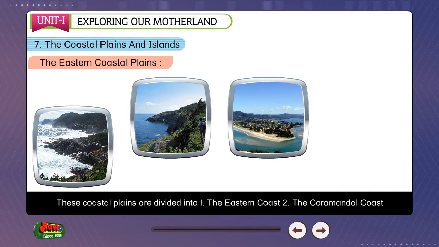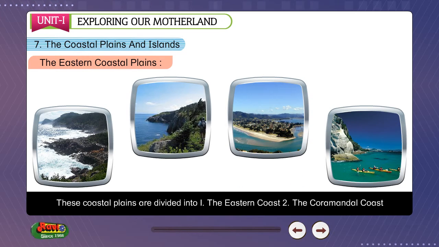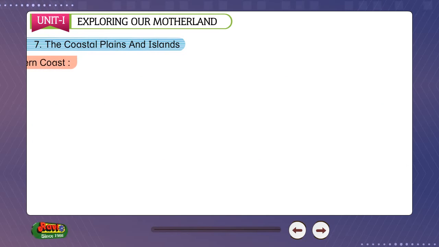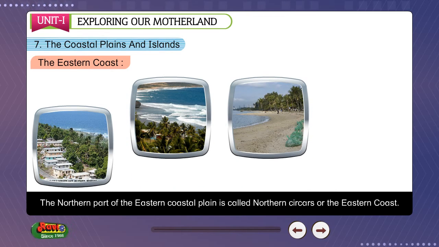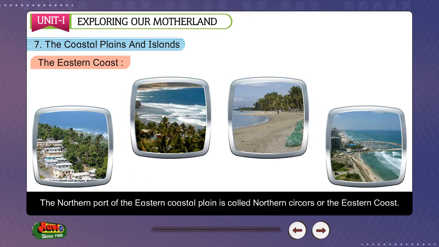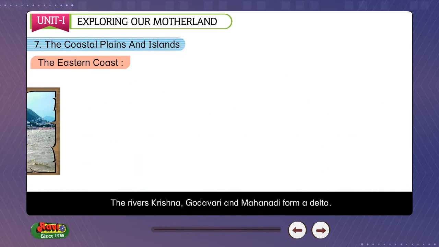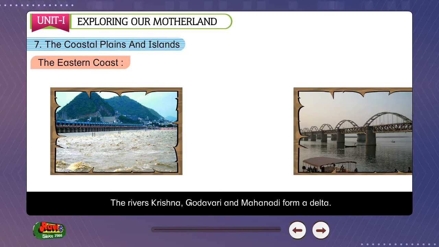The eastern coast. The northern part of the eastern coastal plain is called Northern Sircars or the eastern coast. The rivers Krishna, Godavari and Mahanadi form a delta. The Chilka Lake is located on the Andhra Pradesh-Odisha border.